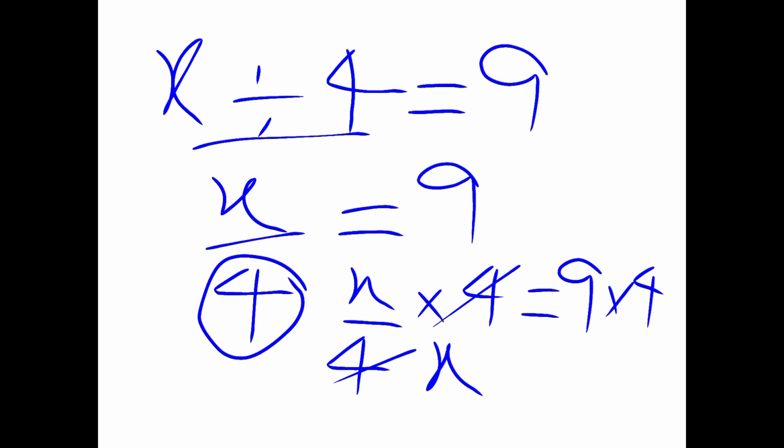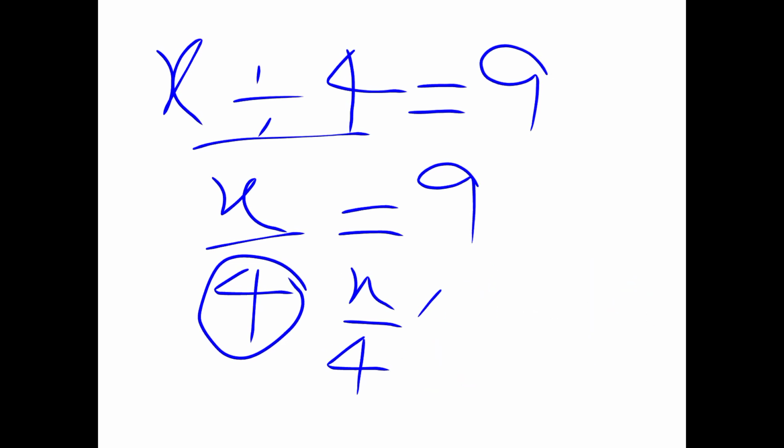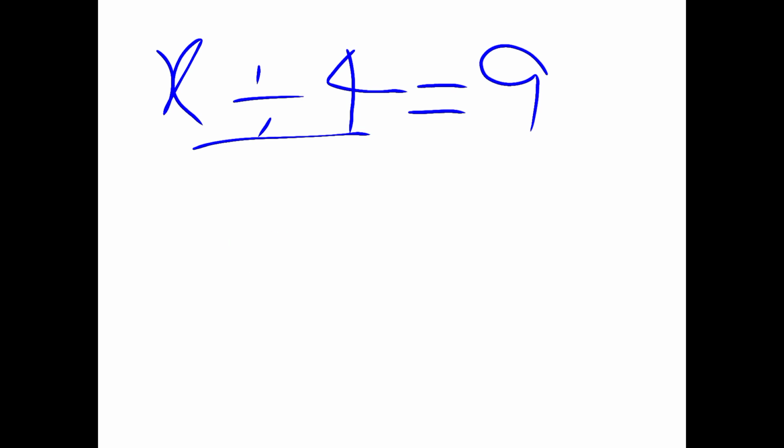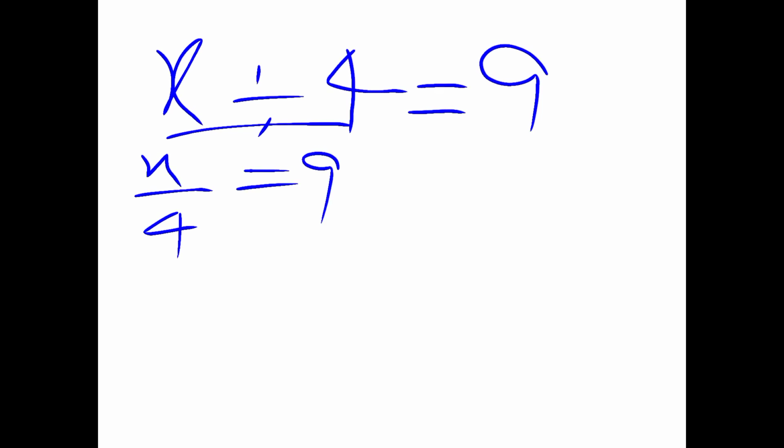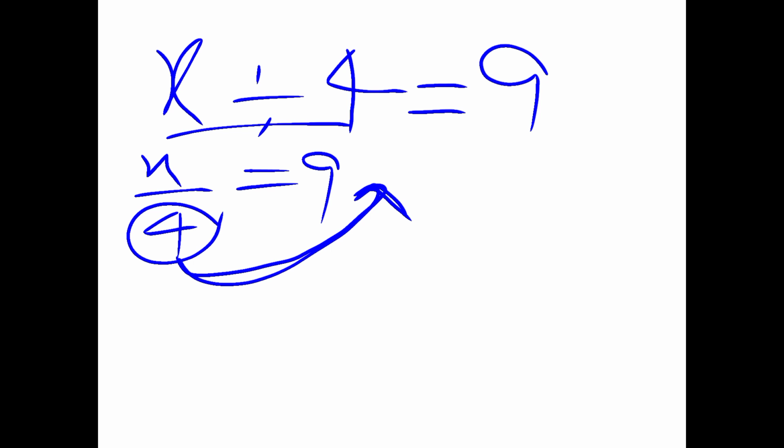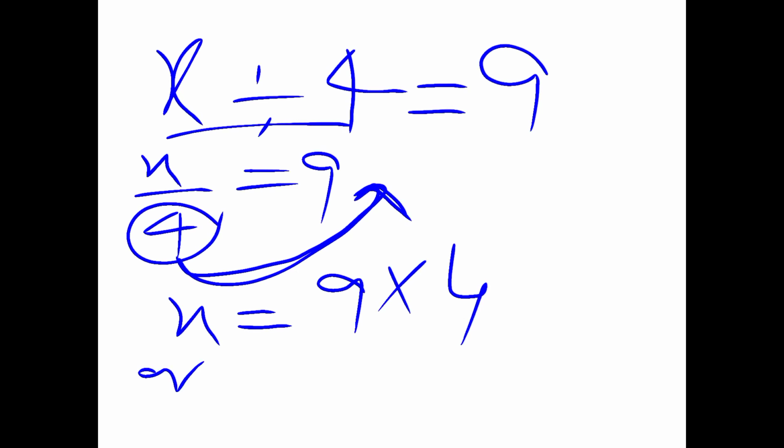Let's try the transfer method. x divided by 4 is equal to 9. We have to transfer this 4 to the RHS. Since this is in division, when transferred it becomes multiplication. x is equal to 9 into 4 simply, or x is equal to 36.